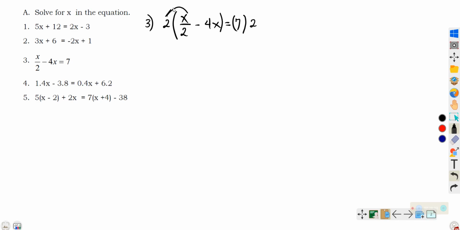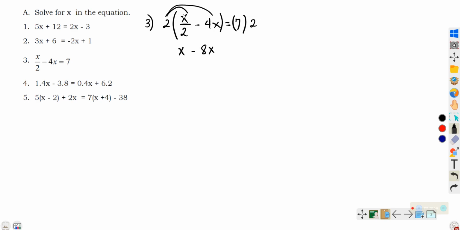Okay? So, multiply dito, multiply dito. Okay? 2 times x divided by 2, magiging 2x over 2 yun, di ba? So, meaning, x na lang ang matitira kasi 2 divided by 2 is 1. Okay? And then, 2 times negative 4x, 2 times negative 4 is negative 8. Kokopyahin nyo lang po yung x. Okay? I hope nasundan po yon.